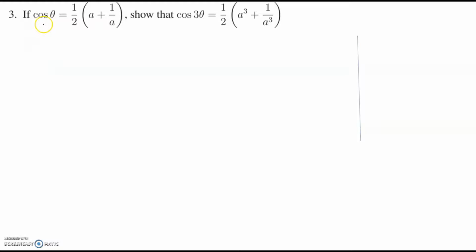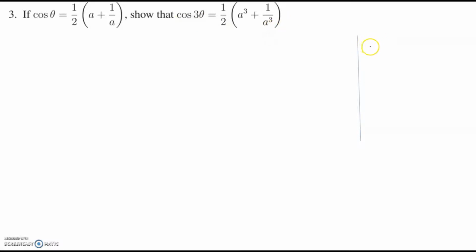Question number 3. If cos theta is equal to 1/2 into (a plus 1/a), show that cos 3 theta is equal to 1/2 into (a cube plus 1/a cube). So you're given cos theta and you need to show that cos 3 theta is equal to this expression.